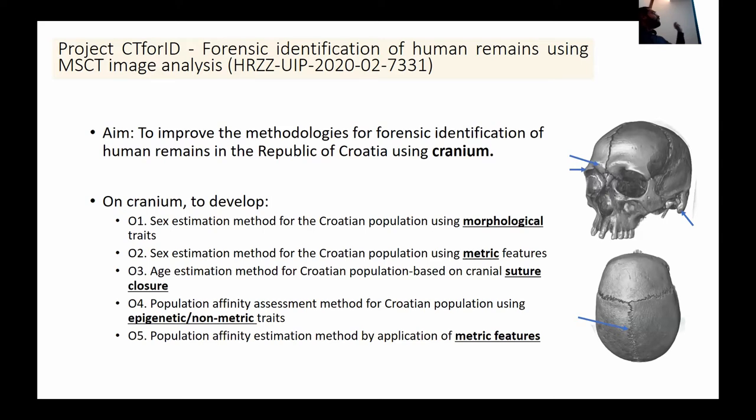Our main aim is to improve the methodologies for forensic identification of human remains in the patient population using the cranium. Why did we choose this? We wanted to start with one region, but systematically. And the second reason is that the cranium can provide the broadest range of biological data. So using cranial images, we will develop a method for sex estimation based on morphological traits, methods for sex estimation in the Croatian population based on metric traits, an age estimation method using cranial suture closure, and study population affinity assessment using epigenetic non-metric traits, but also metric traits that we collect during this phase.